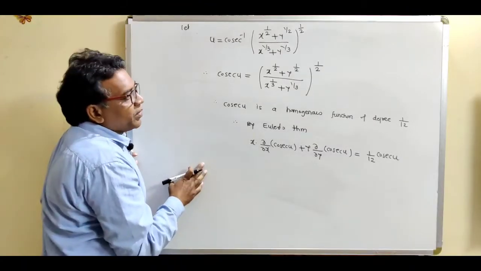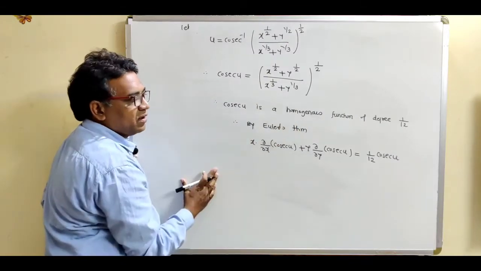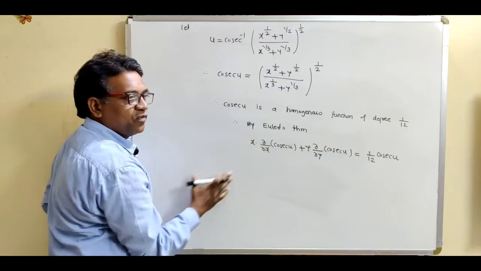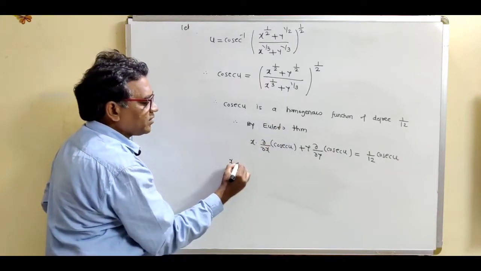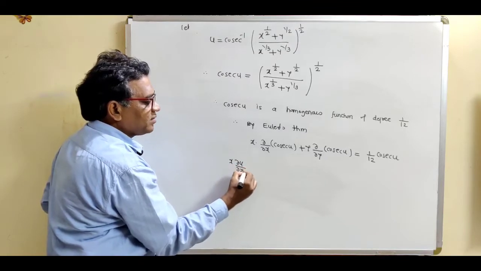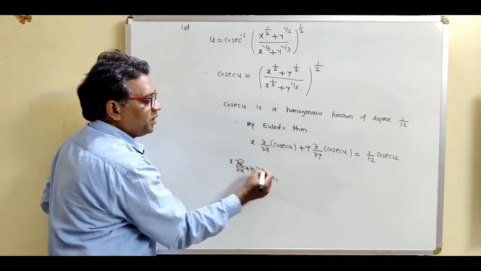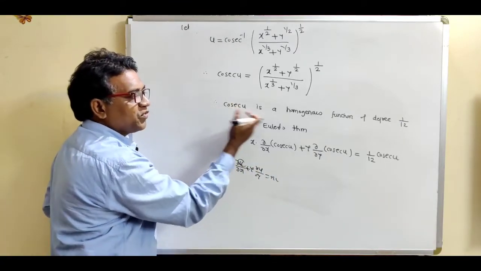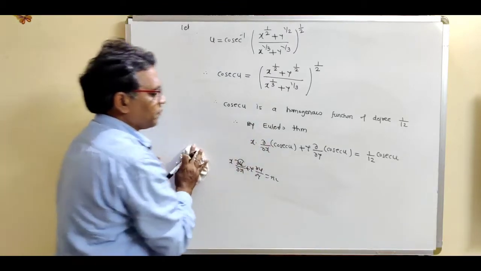So see, this cosec u is a homogeneous function having some degree. Because this is a homogeneous function, that means we can apply the statement of Euler's theorem. So this is the statement of Euler's theorem. What is Euler's theorem? x into del u by del x plus y into del u by del y is equal to nu. u means our given homogeneous function. So this is our required homogeneous function, cosec u. So instead of u, just write here cosec u.